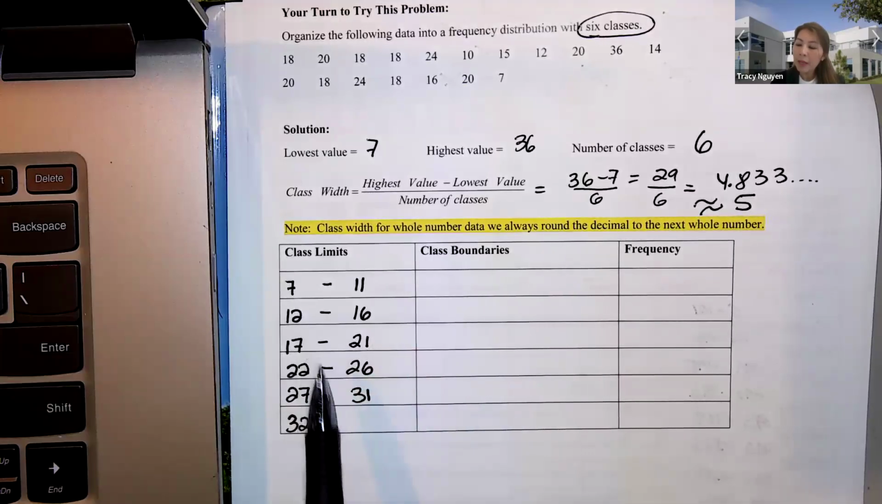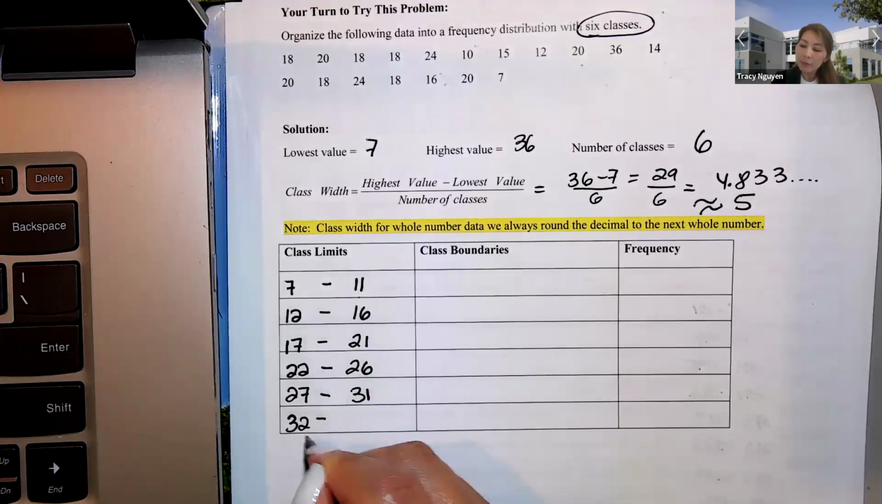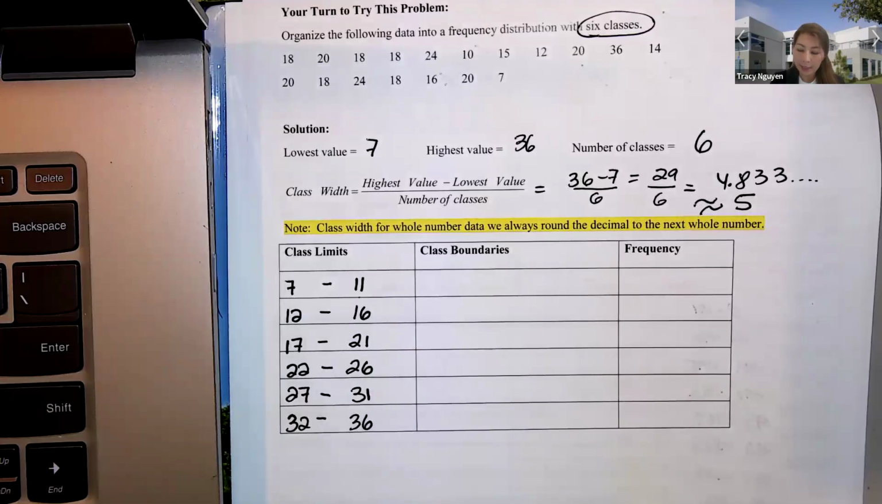So think about it. What do we do here? 7 to 11, that's 4 units. So that means 32, 4 units, this would end at 36, okay?